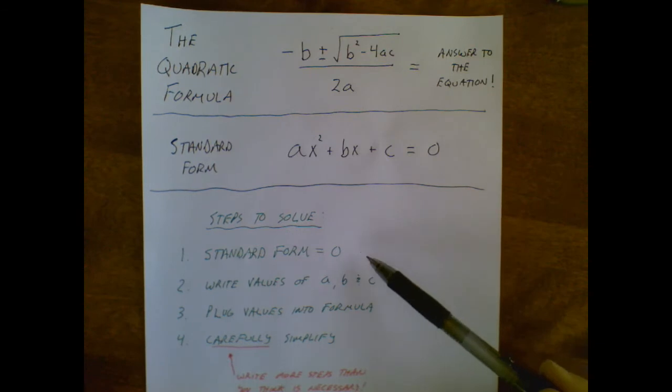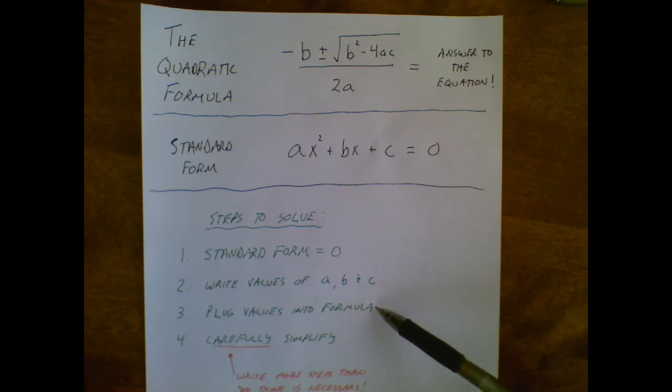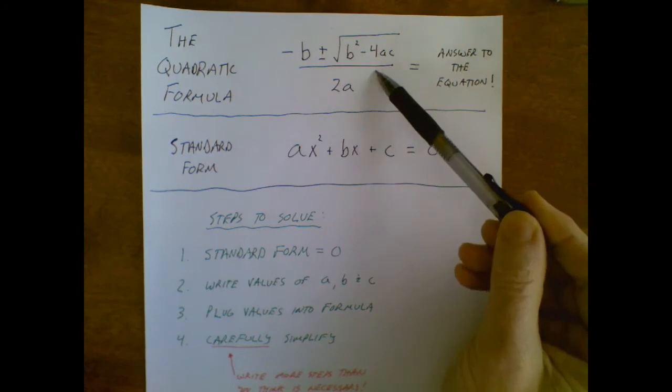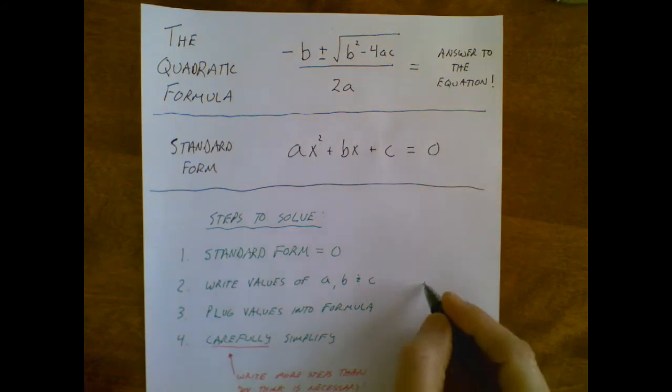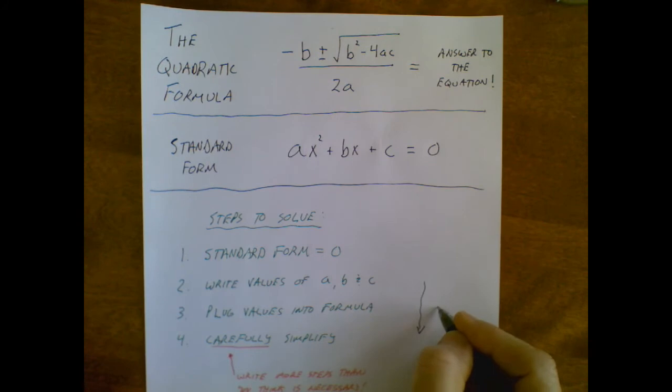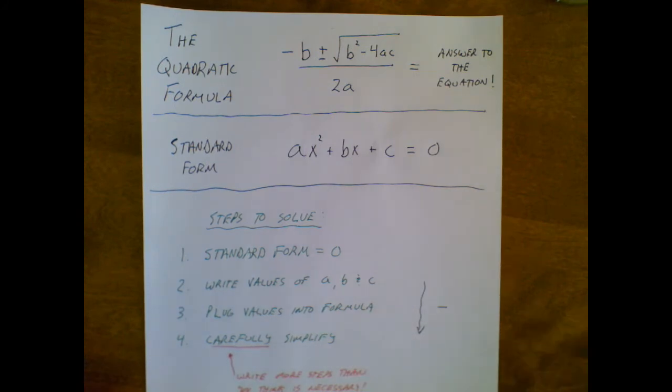Then you'll see after that we're going to write down our values for a, b, and c, being careful to not get messed up by negatives. And then we're going to plug those values into the quadratic formula. And then carefully, and I do mean carefully, we're going to simplify that down into a number. As you go along this path, beware of negatives and subtraction, because negatives and subtraction are your enemy in algebra, and you might find that out here.